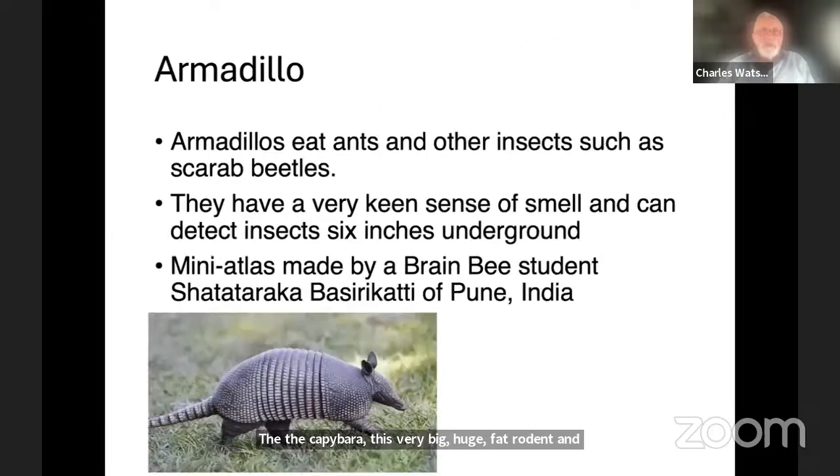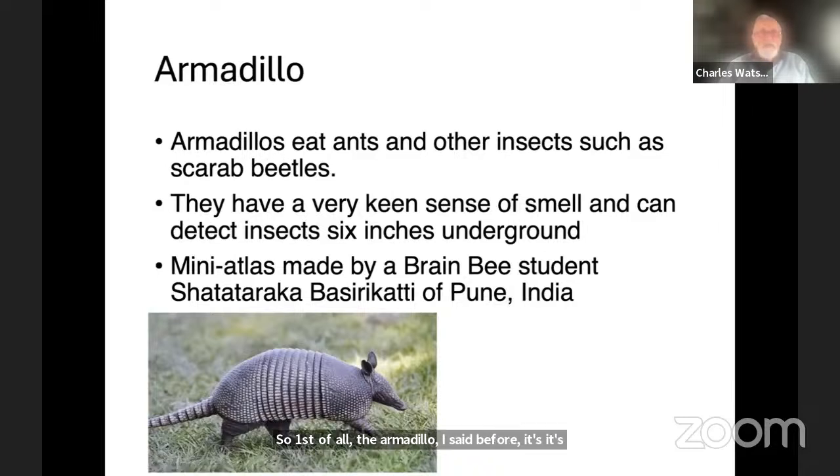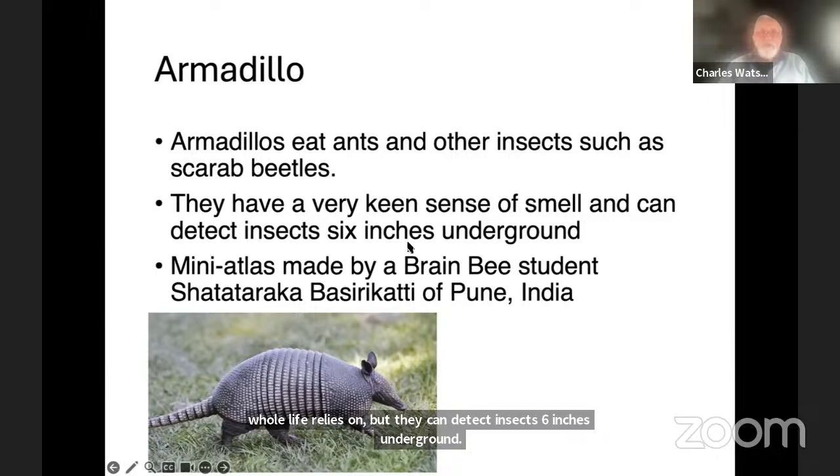So first of all, the armadillo. I said before, it's notable for its olfactory specialization. Armadillos eat ants and other insects, such as scarab beetles. They have a very keen sense of smell. And this is what their whole life relies on. They can detect insects 6 inches underground. So they just go around, they can find insects wherever they are.